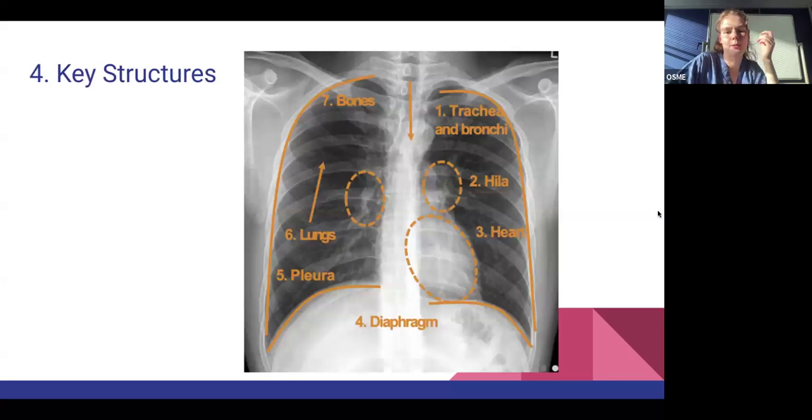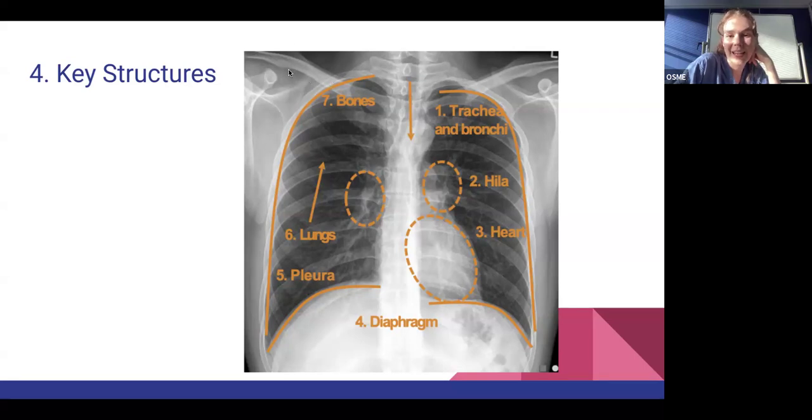Good. Okay, so we've got 7 key structures here, all of which you're going to have a look at. If we think about the way the air goes in, it's a good start. So we're going to look at the trachea and the bronchi, the hila of the lungs, the heart, obviously, and the diaphragm. This is normal: the left diaphragm commonly sits a little bit lower down. The pleura, all the way up around the edges, is where especially you'll be looking for pneumothoraces. The lungs themselves and the bones at the top.